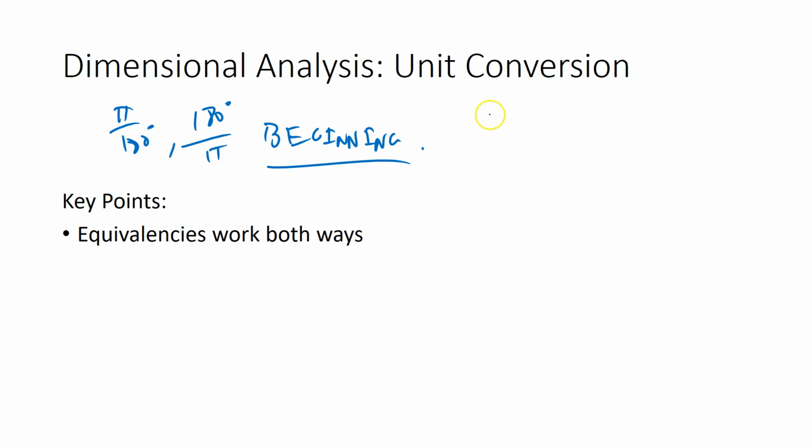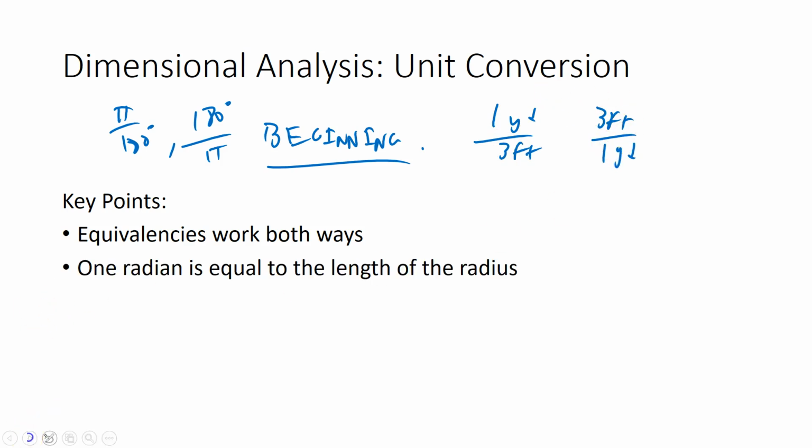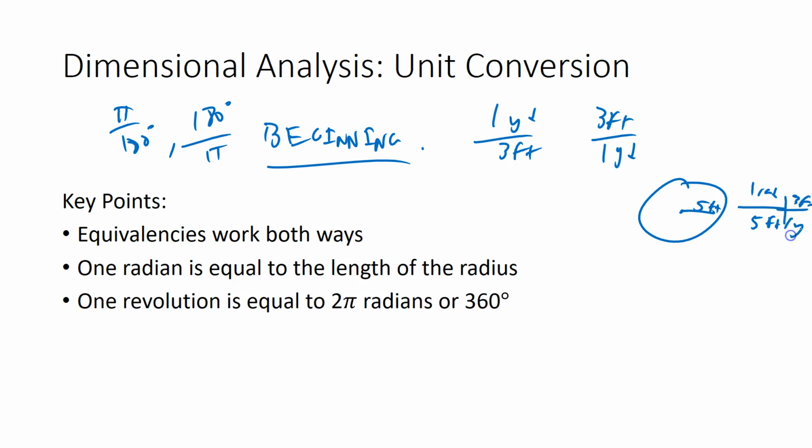For example, 1 yard is how many feet? 1 yard, I think, is 3 feet. You can also use that 3 feet is 1 yard. So you can use them either way. 1 radian is equal to the length of the radius. So if you have a circle of radius 5, you might at some point use 1 radian is equal to 5 units, or 5 feet, let's say. So you're going to change radians to yards. 1 radian is 5 feet, 3 feet to 1 yard. Kind of cool.